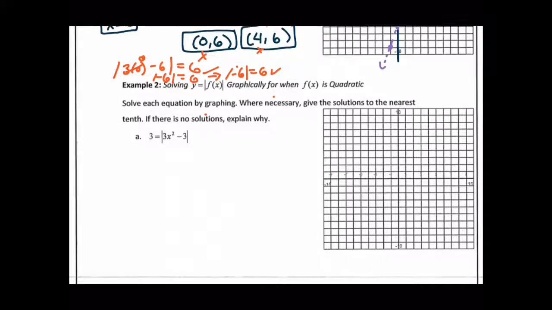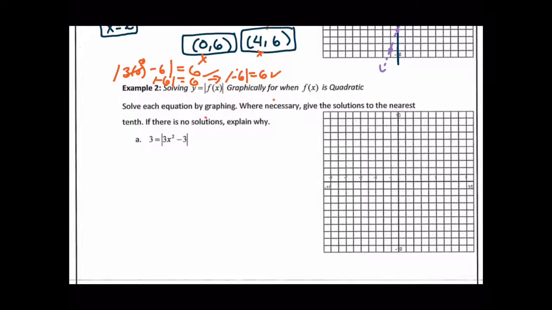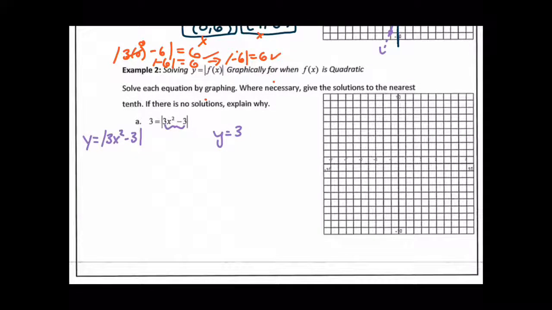Okay, let's do the next example. We're going to be doing the same thing here, graphing 3 equals the absolute value of 3x squared minus 3. So I'm going to graph y equals the absolute value of 3x squared minus 3, and I'm also going to graph y equals 3. Again, we're going to have two graphs. To graph this one, we graph the original, 3x squared minus 3, to start. We are in vertex form, so we can see that our vertex is 0 and negative 3. I can also factor this to find my x-intercepts. So let's put 0 and negative 3 on the graph.